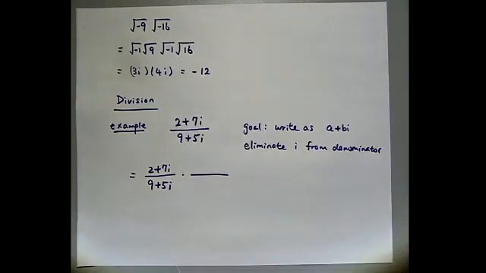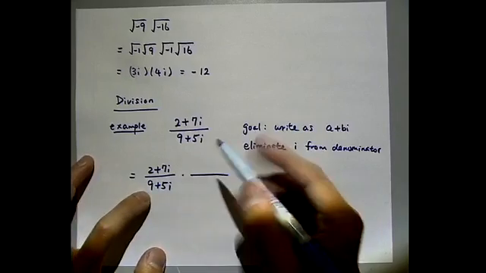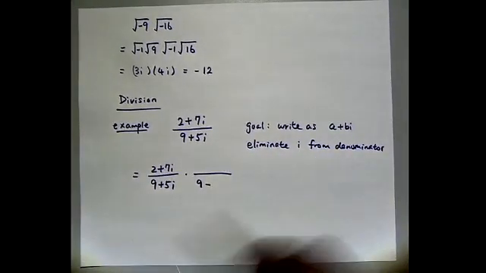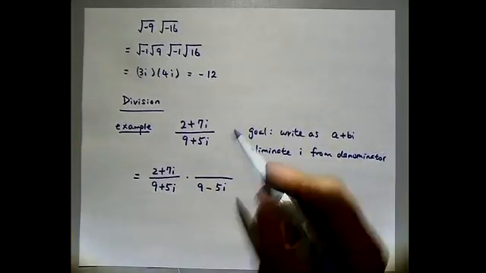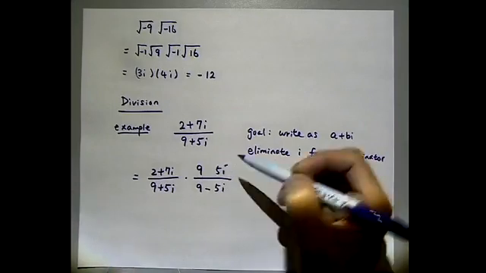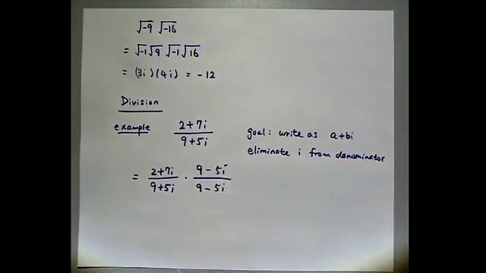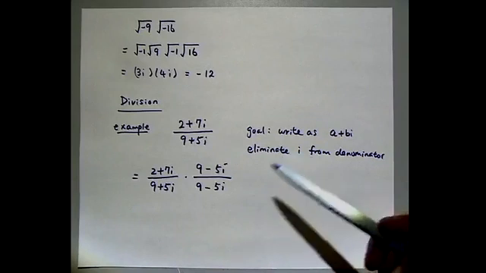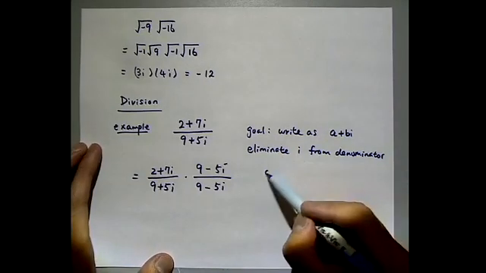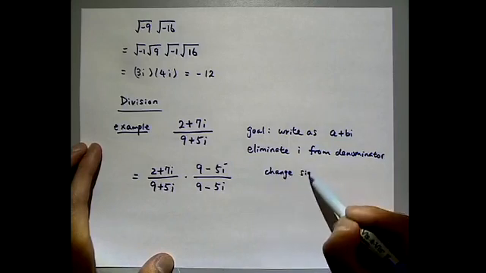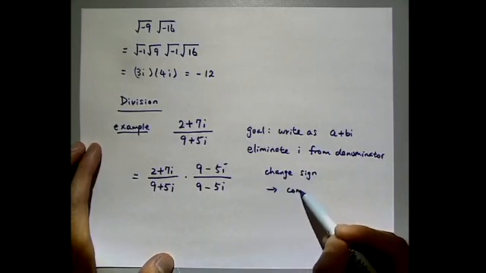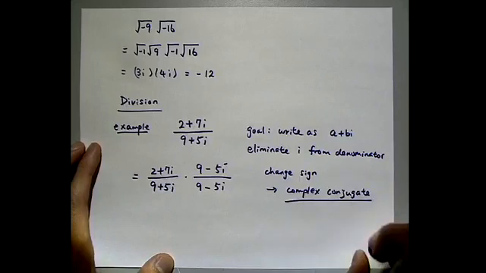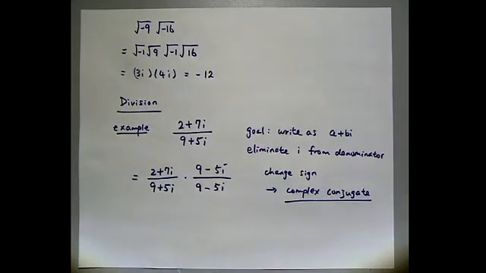So here's what you do. You look at the denominator here. You keep the numbers themselves, but you switch the sign. I have 9 plus 5i right now. I want to multiply top and bottom by 9 minus 5i. This is called a complex conjugate of 9 plus 5i.